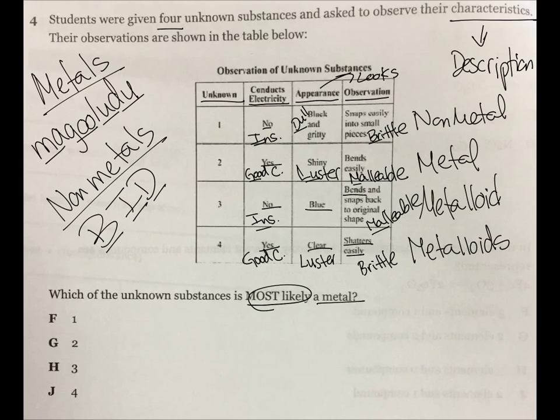So when the question asks which of the unknown substances is most likely a metal, which one would be your answer? Great job. Letter G, unknown substance number 2.